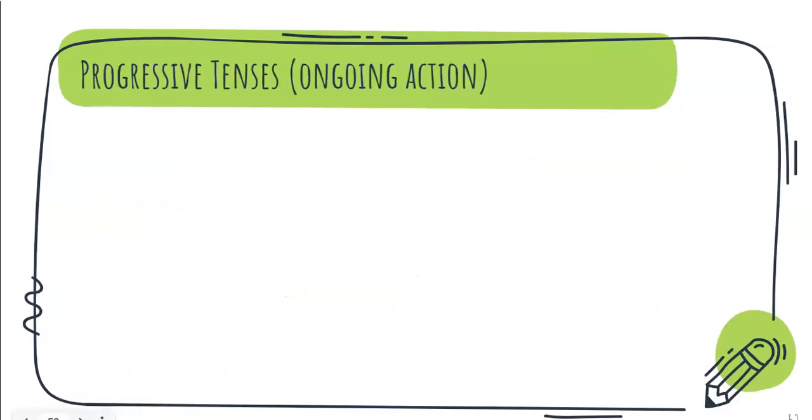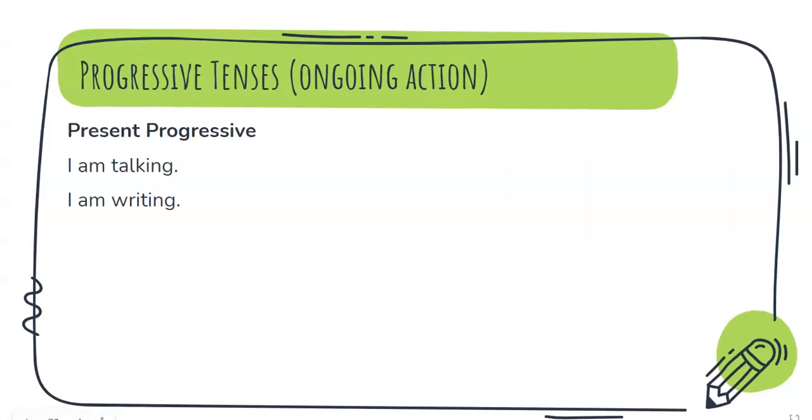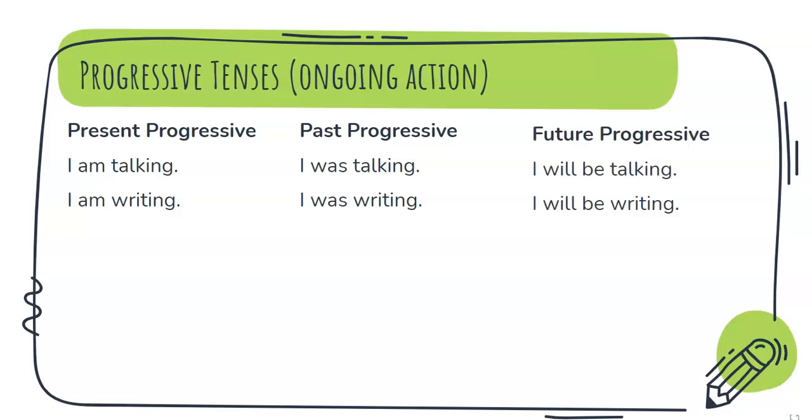Let's kick it up a notch to progressive tenses. They indicate unfinished action, such as I am talking and I am writing, which is present progressive. The past progressive is I was talking and I was writing, and future progressive, which is I will be talking and I will be writing. Progressive tenses indicate ongoing, unfinished action.